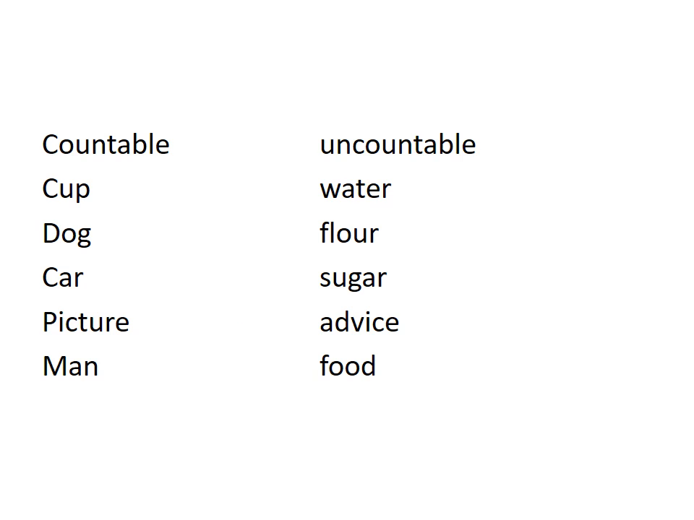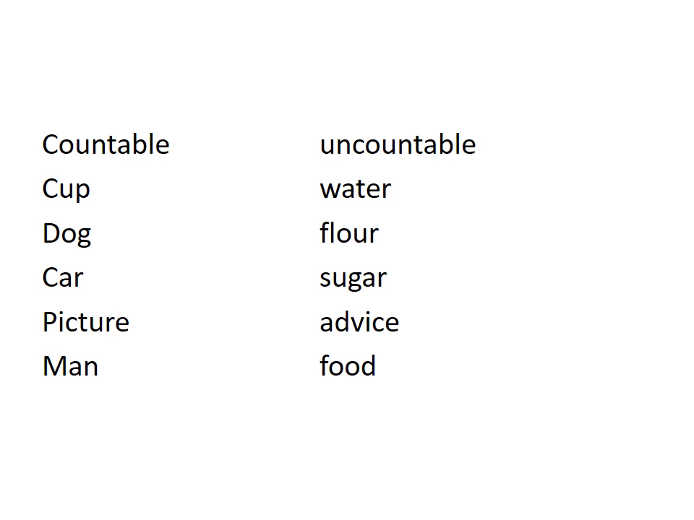Words like cup, dog, car, picture, and man can easily take plural forms. For example, adding s to cup makes it cups. Adding s to dog makes it dogs. Adding s to car makes it cars. And s to picture makes it pictures. Changing the a in man to e makes it men. All these are plural forms that make the words countable.